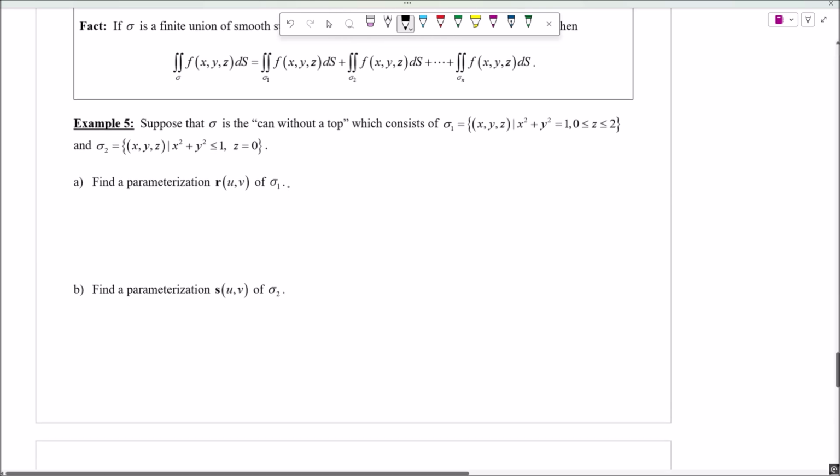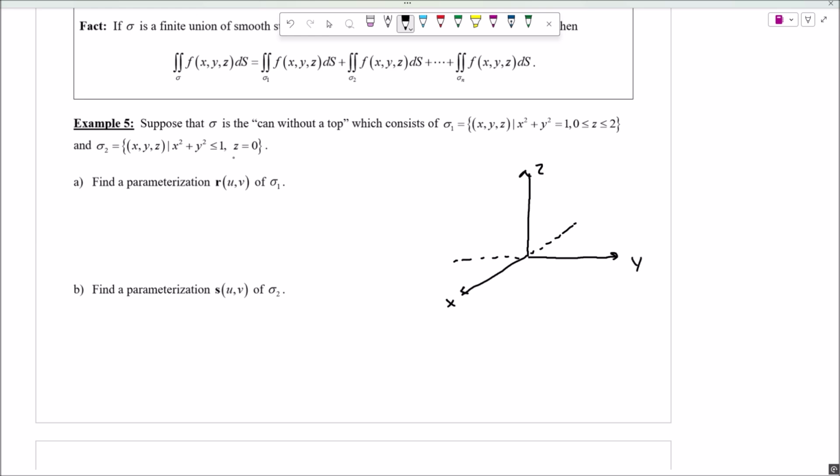Let's see what this looks like in example number 5. Suppose that sigma is a can without a top, which consists of one surface, sigma 1, and a second surface, sigma 2. First, I'm going to try to draw out what this looks like. I'll sketch some axes: my x, my y, and my z axis.